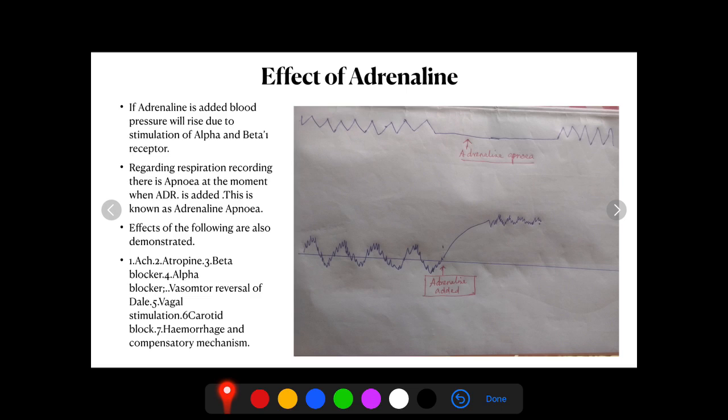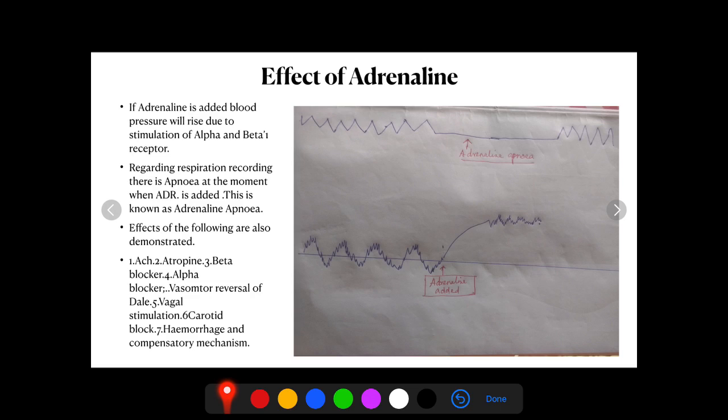Now, atropine. Atropine is actually a blocking agent for acetylcholine. Now, the effect of acetylcholine is achieved by muscarinic receptors. There are M1 and M2 receptors. Now, atropine selectively blocks these muscarinic receptors. So, if we add atropine at first, then we add acetylcholine after some time, there will be no effect of acetylcholine. This proves that atropine blocks the muscarinic receptor of acetylcholine.